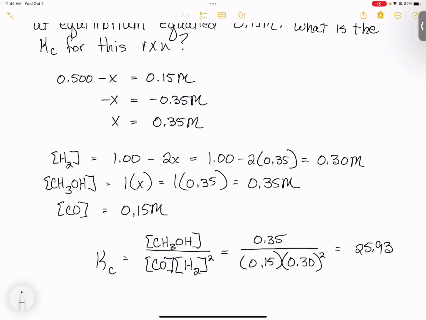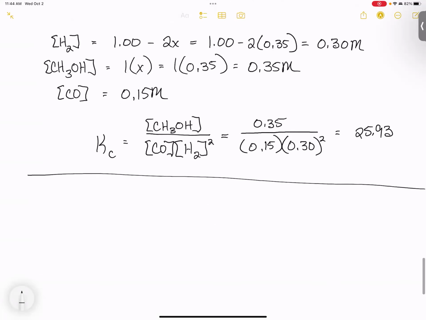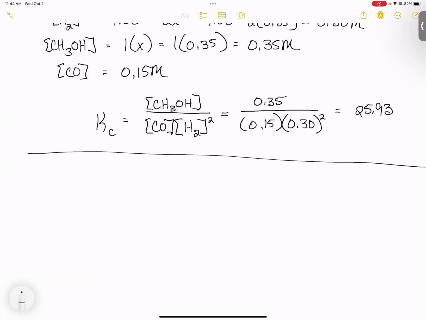RICE tables are about to become your best friend. We are going to use them a lot over the next 2.5 chapters. So one way we can calculate the equilibrium constant is if you can figure out the concentrations of all of your species at equilibrium, then you just plug it into your equilibrium expression and solve.